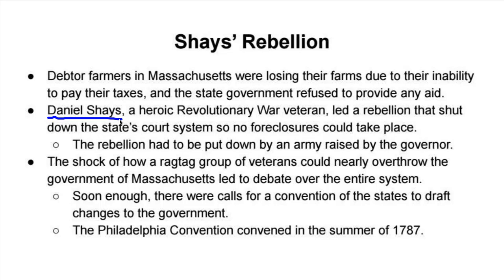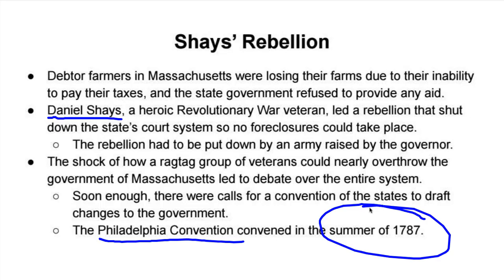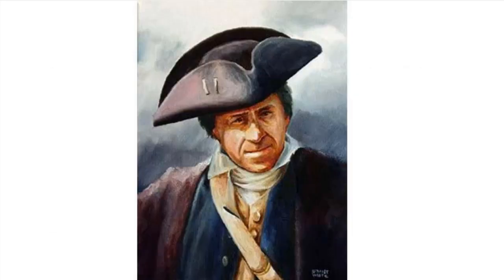So this is very, very shocking, how a ragtag group of veterans could nearly overthrow a state government. And so all of a sudden, the sentiment of, hey, our system needs fixing, leads people to even go as far as to say, we need an entirely different government. This is really dangerous. So then you have the Philadelphia Convention convened in the summer of 1787, all as a result of Daniel Shays, and this is a painting depiction of Daniel Shays.